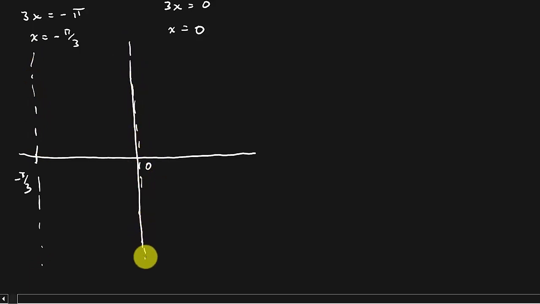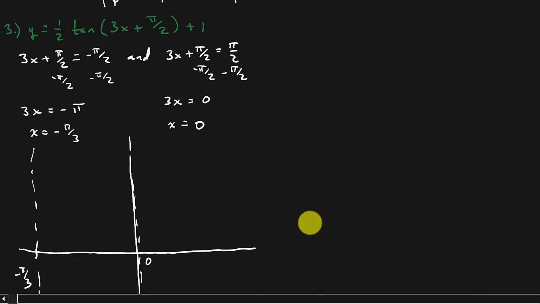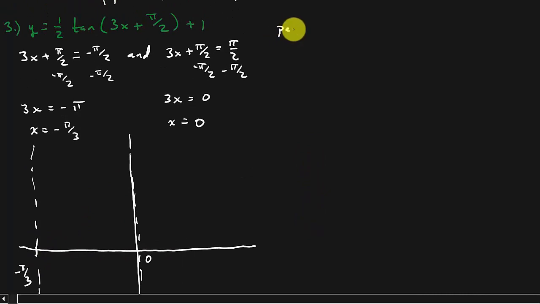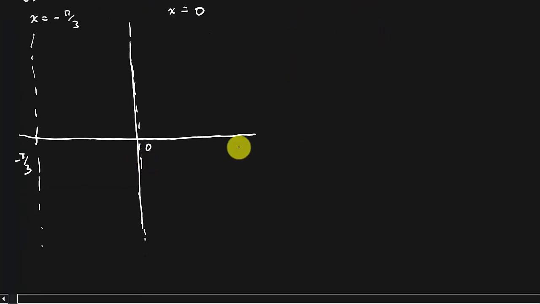Now, this one would be easy to graph 2 periods because all we would have to do is, well, first, let's find the period. So the period is equal to pi over b, and in this case, b is 3, so that's pi over 3. So I would just have to go to pi over 3, and I would graph one period here, and then the second period here. All right.